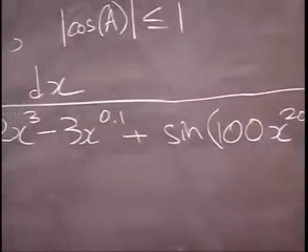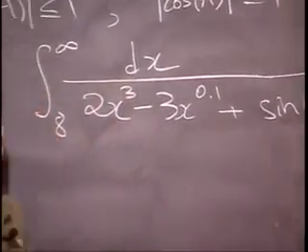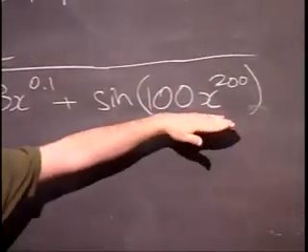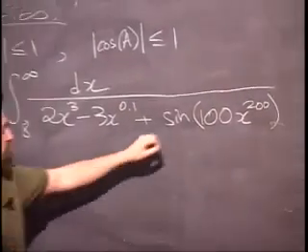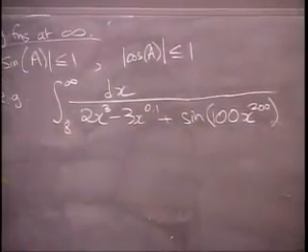So the question is, how different is it to add on the sine? What is the highest degree term? It is not 100x to the 200, even though this is a huge number in comparison with the other two when x is large. The fact that you're taking sine of it reduces it to a number between minus 1 and 1.